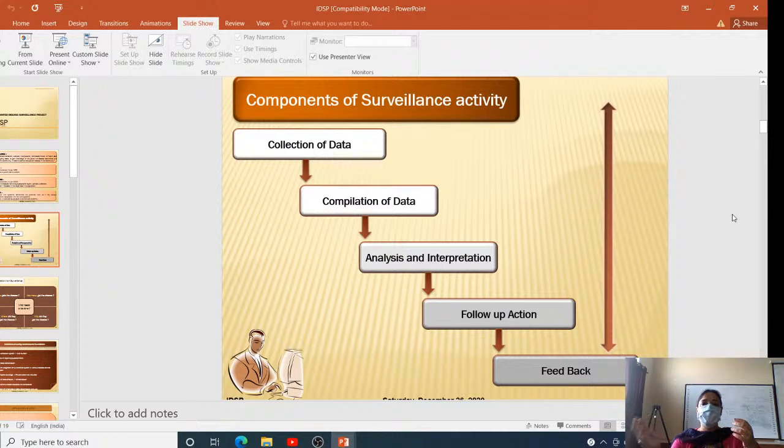But other diseases like polio and malaria are also under surveillance, though we do not receive day-to-day reports of such diseases. We can receive monthly reports of such diseases, and we study the disease trends in the population for such endemic diseases. So the steps are collection of data, compilation, analysis, follow-up action and feedback, and further collection of data.